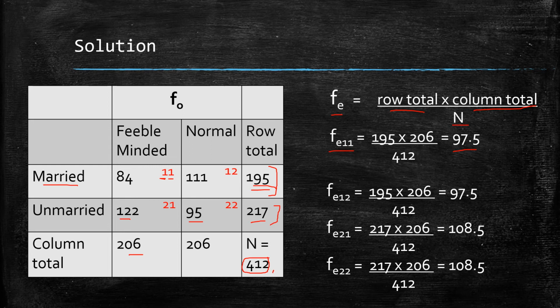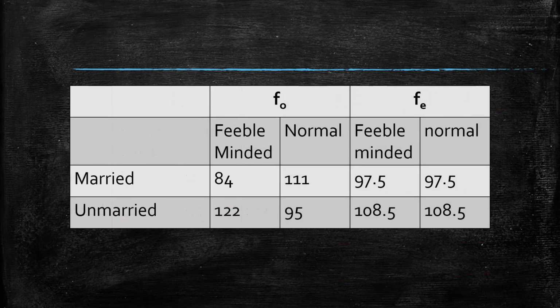Similarly, we will calculate all the other three values for all the other three cells. For FE12, the value is 97.5. For FE21, 108.5. For FE22, it is 108.5. Let's see how our table looks now. This is the table for both observed frequencies and the calculated expected frequencies: 97.5, 108.5, 97.5, 108.5.